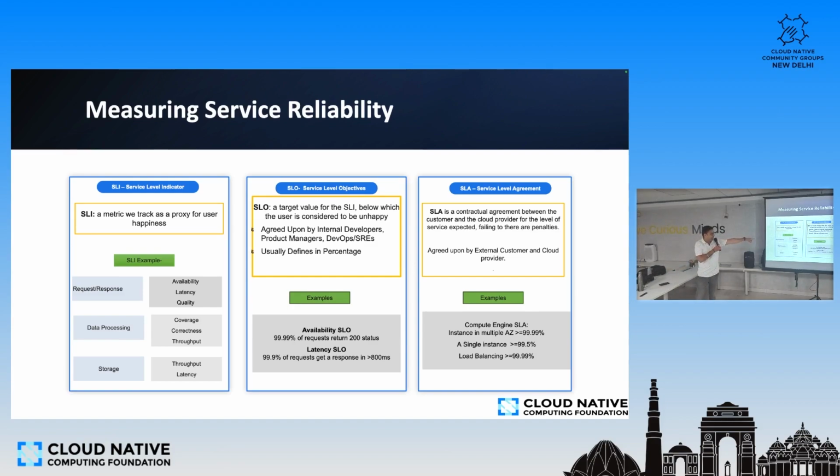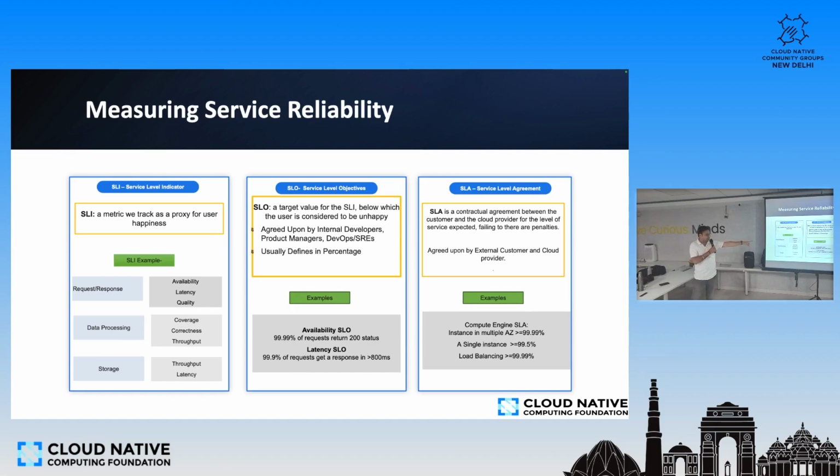You can see here: availability, latency, correctness, throughput. All these are the indicators, basically the metrics, which come under the SLI. So I'll give you a very simple example. Let's say you are working on some product and it's ready for use, and you have delivered it over the internet, and every user is accessing your application, right? How would I define my SLI here?